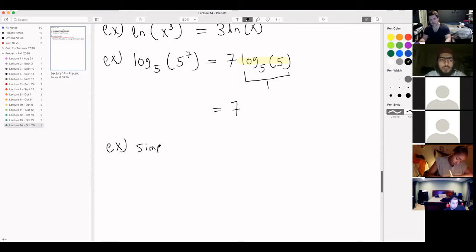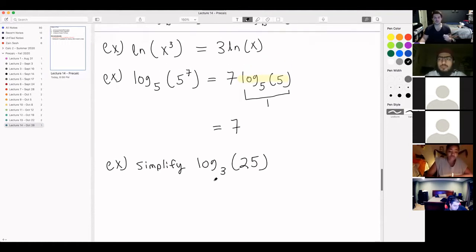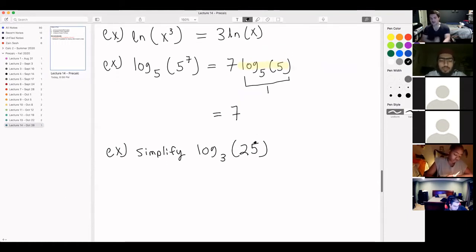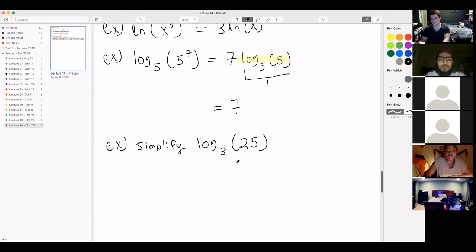Okay, so simplify log base 3 of 25. Okay, so I would like to use the power rule. However, the input of my logarithm is not an exponential. There's no exponents. It's just a number raised to no power. So does anyone maybe see how I can write the input of the logarithm so it is something raised to a power, so I can use this rule?